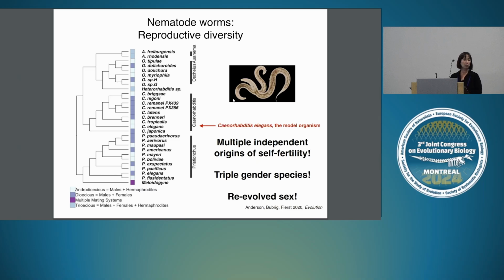And it's part of a broader species group where there are androdioecious species, dioecious species. If you step out farther, there are trioecious species with males, females, and self-fertile hermaphrodites. And there's just a ton of reproductive diversity. Within Caenorhabditis, there's at least 3 different independent origins of androdioecy. And again, we have these triple gender species, and then we have really cool patterns like re-evolved sex.